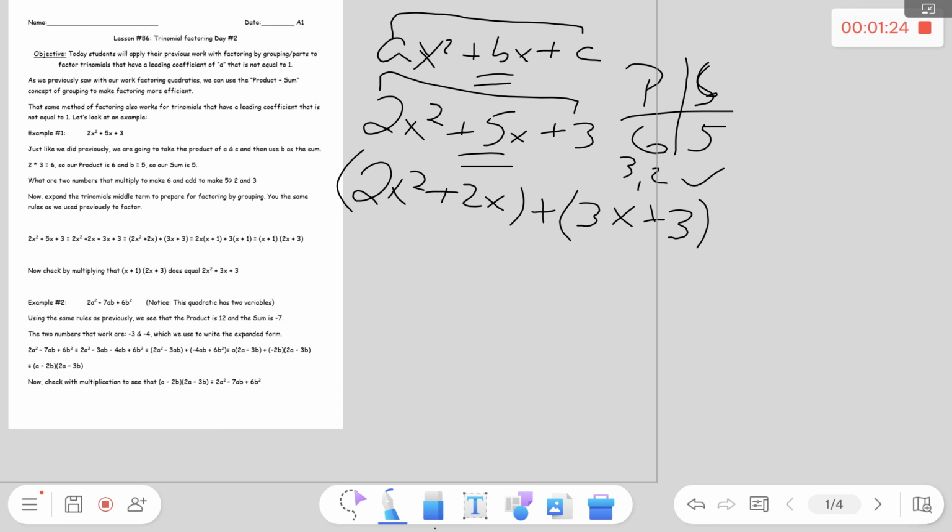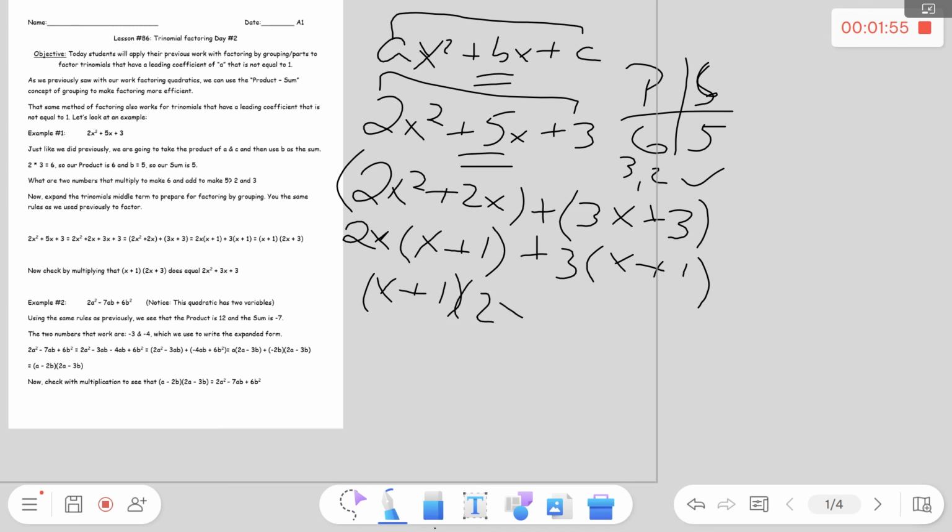Now your GCF here is going to pull a 2x out of the front. x plus 1 is the leftover inside there. This is going to pull a 3, x plus 1. Now we refer to that as the common, right? The common has got to match. In this case, the common does match, which is great. Obviously, we need the common to match. So our common is going to be x plus 1, and it's going to be 2x plus 3. And if you FOIL that back together, it will give you what we had to start with, which was 2x squared plus 5x plus 3.